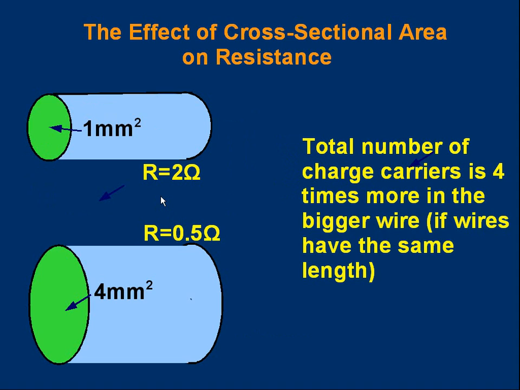Another way to think about it, more fundamental, is that the total number of charge carriers is 4 times more in the bigger wire, assuming the wires have the same length. If you counted the number of conduction electrons in the top wire and the bottom wire, equal lengths of both, you'd find the bottom wire has 4 times as many conduction electrons. That means it's 4 times better at conducting, means its resistance is 4 times less than the top wire.